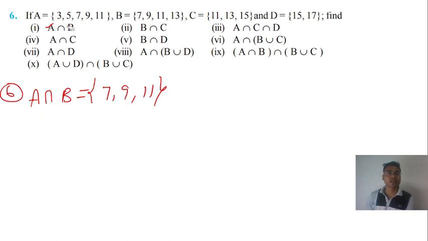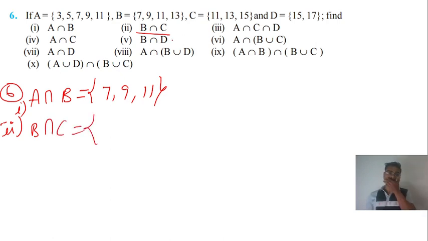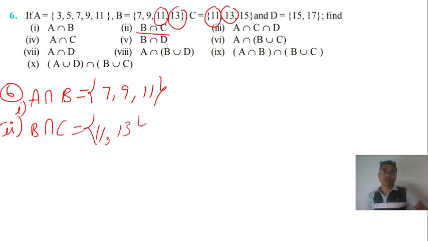Okay, coming to part 2 over here. Part 2 is saying B and C intersection. B intersection C. So to find B intersection C, you will just simply find the common elements between B and C. So between B and C, 11 and 13 are common. So you write {11, 13} is common between B and C.